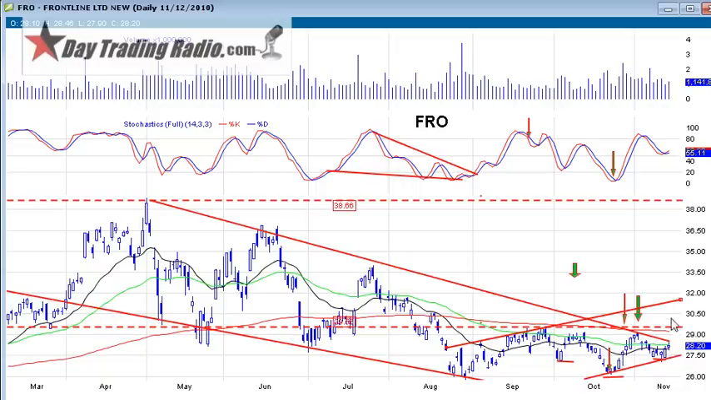So if we do get a breakout here, I would look for a target up towards this level, and I would already have planned out exactly where I want to be selling here. So once it moves up towards this top of the trend line, I know I have probably a decent sell there. So looks good on FRO.